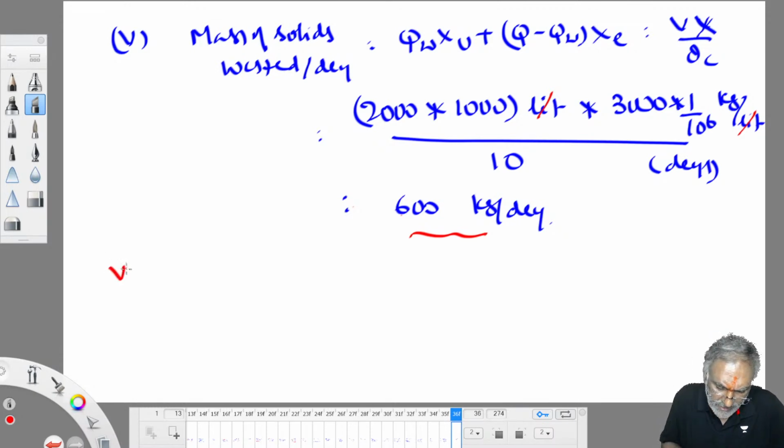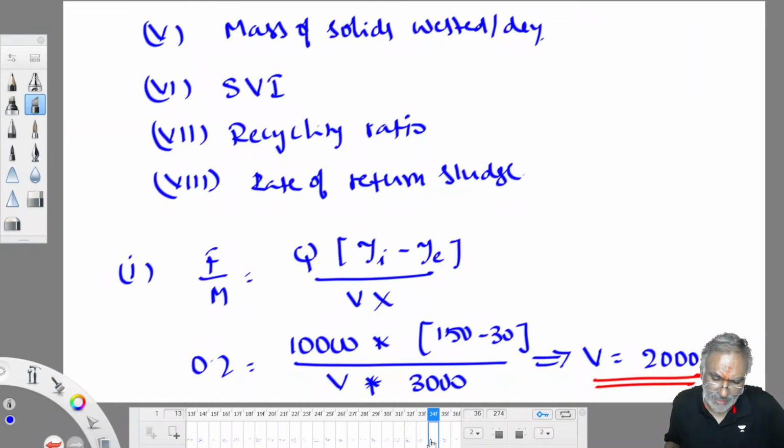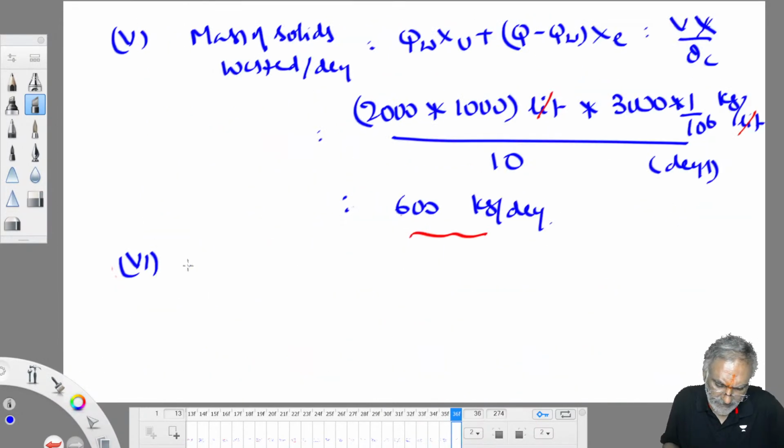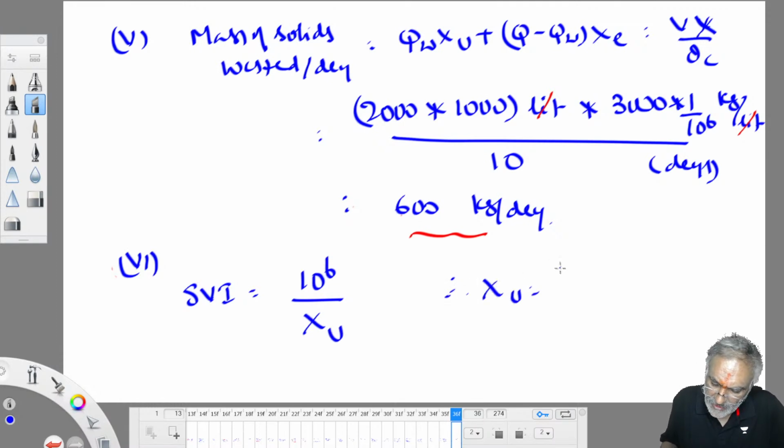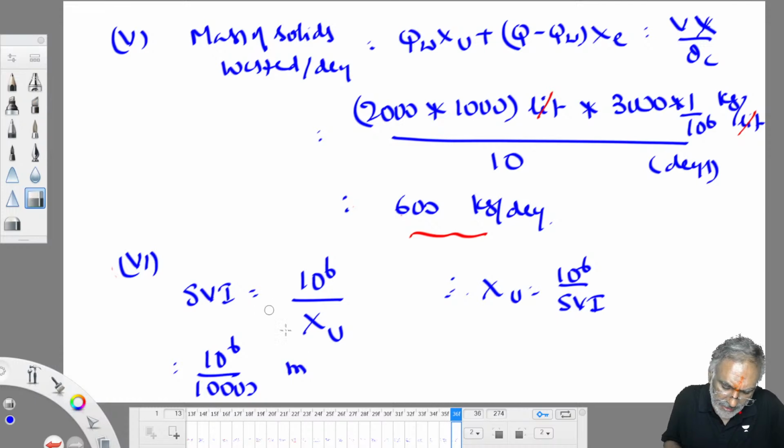Next, sixth question. That is the sixth question, sludge volume index. Nothing is mentioned regarding how much settled and all, so sludge volume index is equal to 10 power 6 by XU. XU is given in the question. So 10 power 6 by 10,000. So straight away we will get gram per ml.